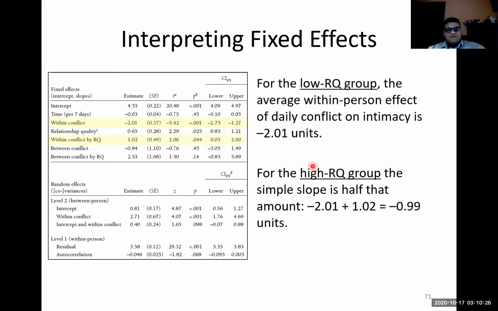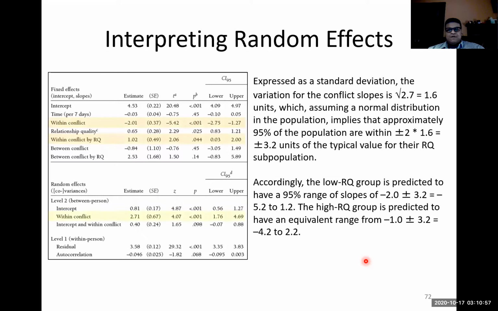So basically, the slope for the low relationship quality group is -2. The slope for the high relationship quality group is -1, the within-person slope indexing the relationship between daily conflict and daily intimacy. So basically, it's about half for the high relationship quality group than the low relationship quality group. But again, that's only half the story, focusing on the fixed effects. It's also important to focus on the random effects.